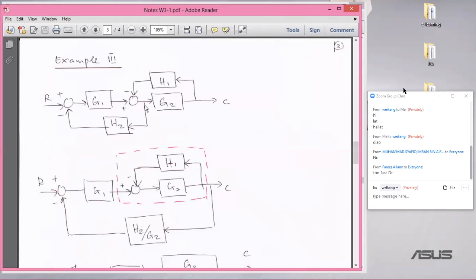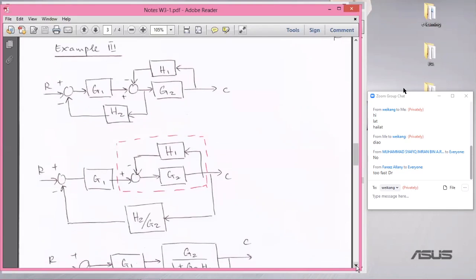When we move to the front of G2, therefore we must multiply by 1 over G2 here. We are moving that takeoff point to the front of G2. Therefore, you need to multiply by 1 over G2 so that you get back the original signal. Okay, I hope that I explained that clearly now.